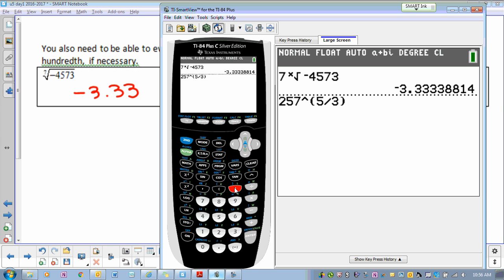$257 to the 5/3. Yes? You get a really big number. You have 10,388.56. Yours goes up because yours is nicer. That's why. Will you take points off if you round? If you don't round it correctly, yeah. You guys know how to round, right?